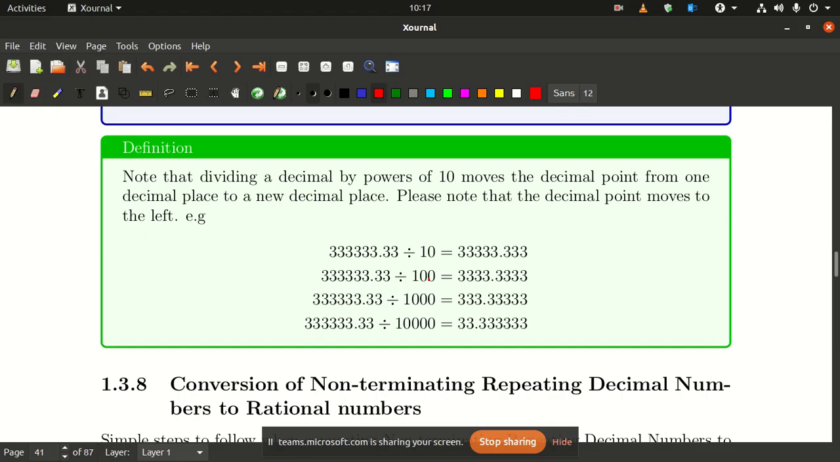Dividing by 100, divisions to the left. So how many times? How many zeros? 2 zeros means we're moving twice. So we move here and there. Now we have 4 threes. Anyone who's also not getting this, division, you're moving to the left. Multiplication, you're moving to the right. The number of zeros tells you how many times you are moving.